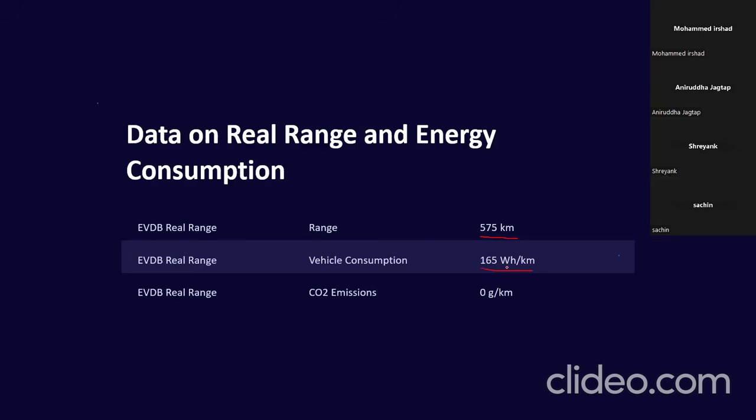What does this mean? This means to run your Tesla Model S for 1 kilometer, your battery pack will be consumed, your motor will consume 165 watt hour of energy. And as it is a complete battery electric vehicle, you are not using any IC engine or any fuel. So the CO2 emission is 0 gram per kilometer.